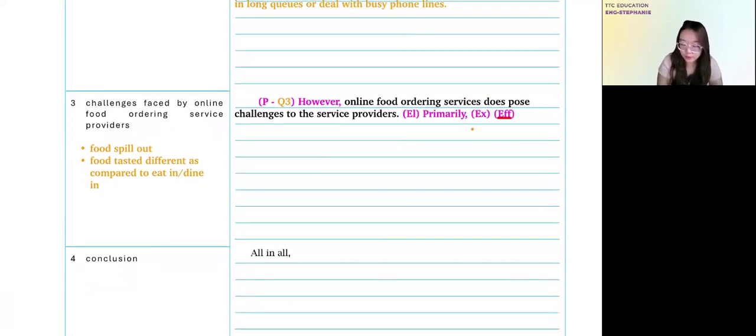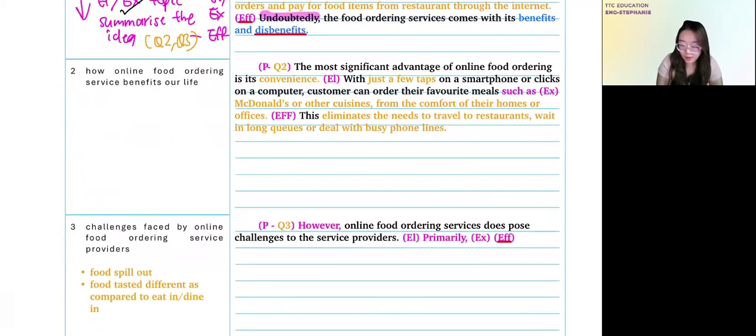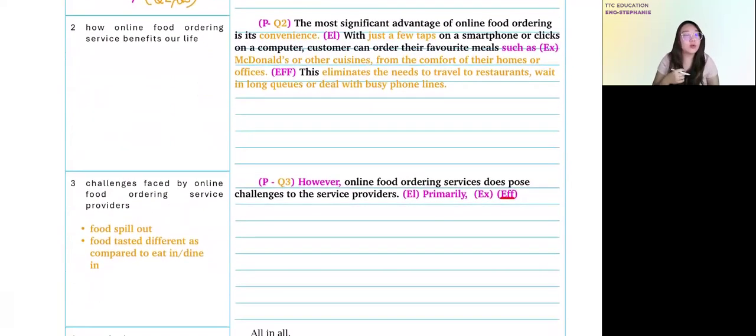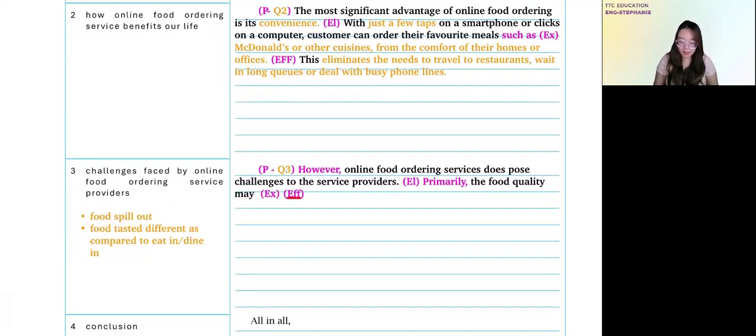So primarily, let's go with the food first because we are consumers, all right? When we try to order food, of course, our priority is, okay, wait a bit longer, can accept lah. But the food has to be very delicious. So here we talk about the deliciousness of the food, which is Jaden's pointer. So you can say primarily the food quality, okay, the food quality may be compromised.